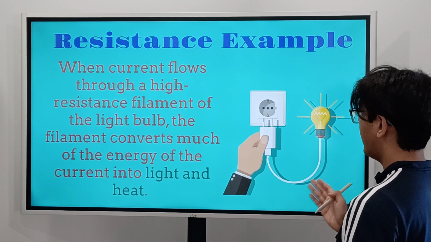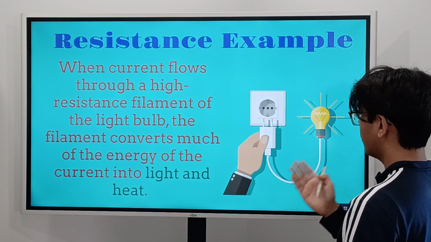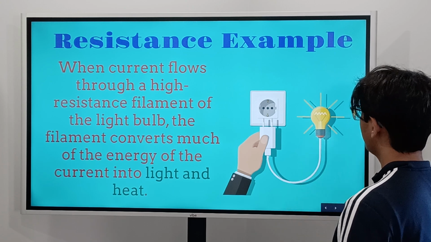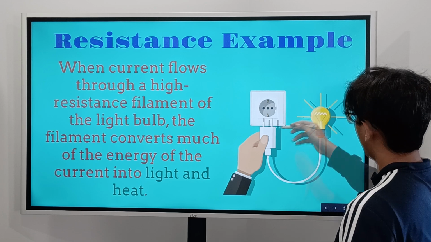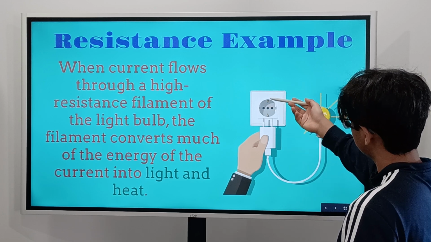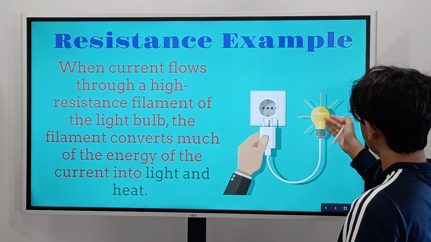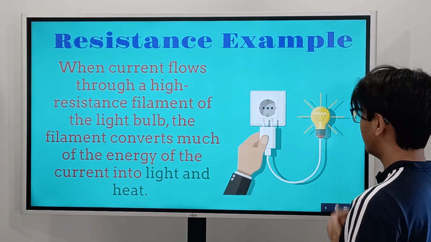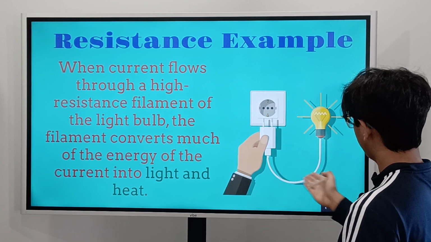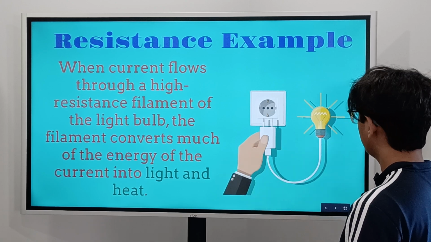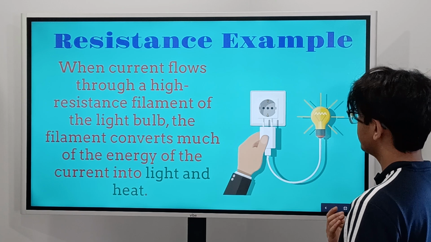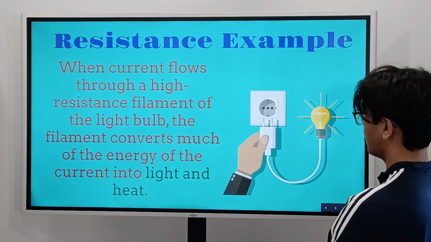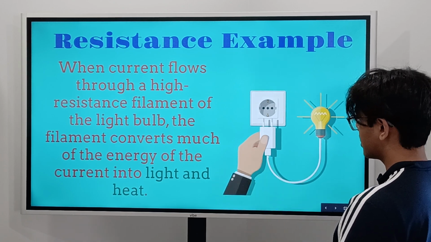When current flows through a high resistance filament of a light bulb, the filament converts much of the energy of current into light and heat. In this example, we're taking a light bulb and the current. When we plug this in, the current from the wall, the electricity, keeps on going. This light bulb has a resistor inside of it, a filament resistor, and what that resistor does is convert the electrical energy coming from here into either light or heat. So from this slide, all we're trying to learn is that we can use a resistor to convert electric energy into some other type of energy, such as in this example, light and heat.